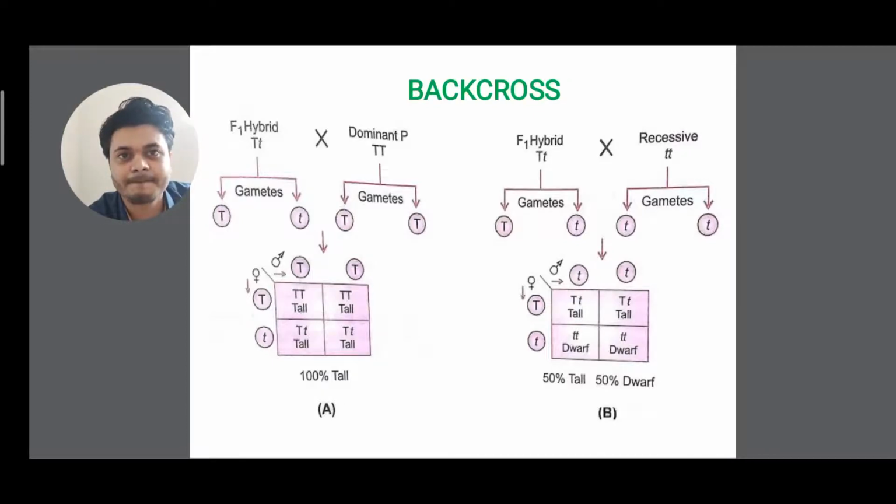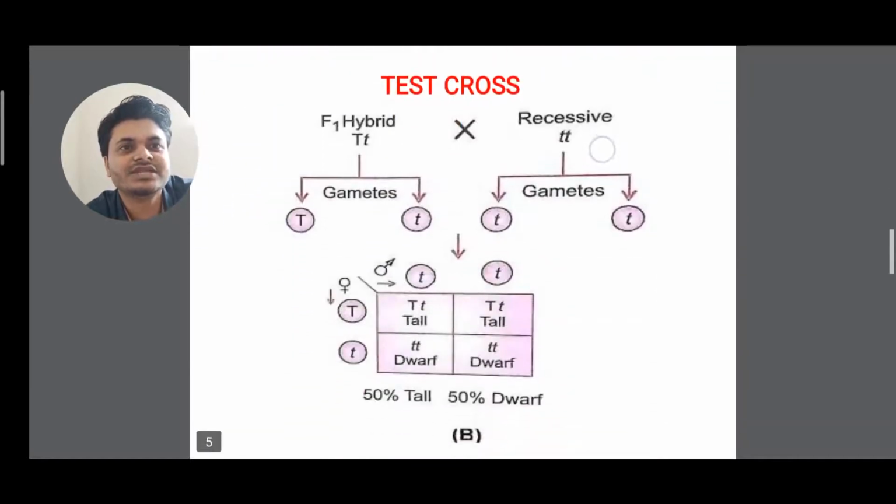50%, clear? Like if there are 4 individuals, the chances are 2 will be tall and 2 will be dwarf. Whereas on the left side, when the F1 hybrid crosses with the dominant one, the chances are that 100% of the plants will be tall only. Now moving to test cross.